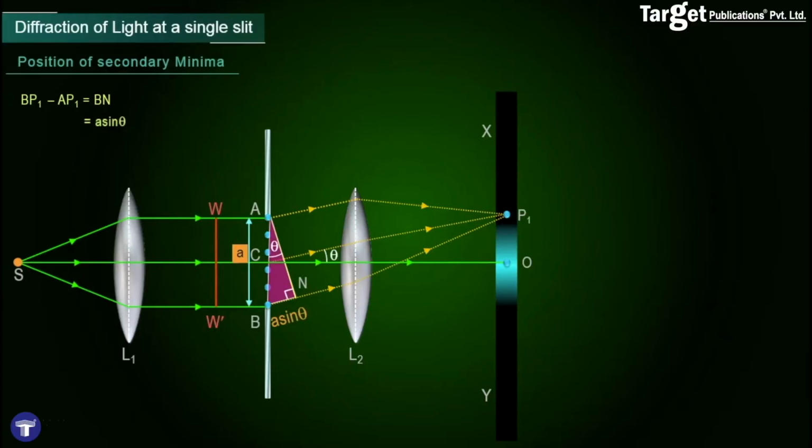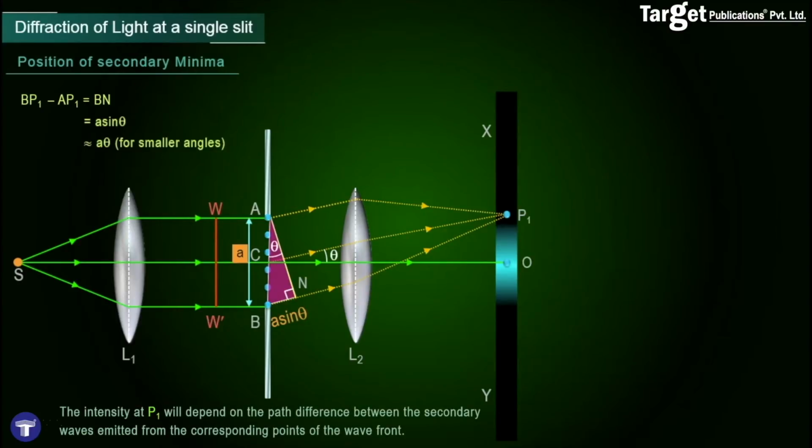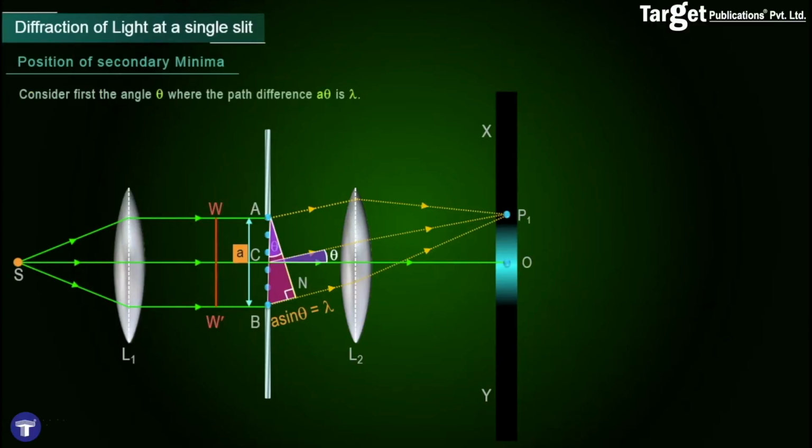And so the path difference between any ray reaching point P1 from the upper half of the wavefront and the lower half of the wavefront will be A sin theta, and for very small angles of theta I can approximate that to A theta. Once we have this, we can now analyze whether the point P1 is going to be a point of high or low intensity. In the first case, let's assume that the path difference between these two rays is lambda. In such a case, I can say that A theta is approximately equal to lambda.